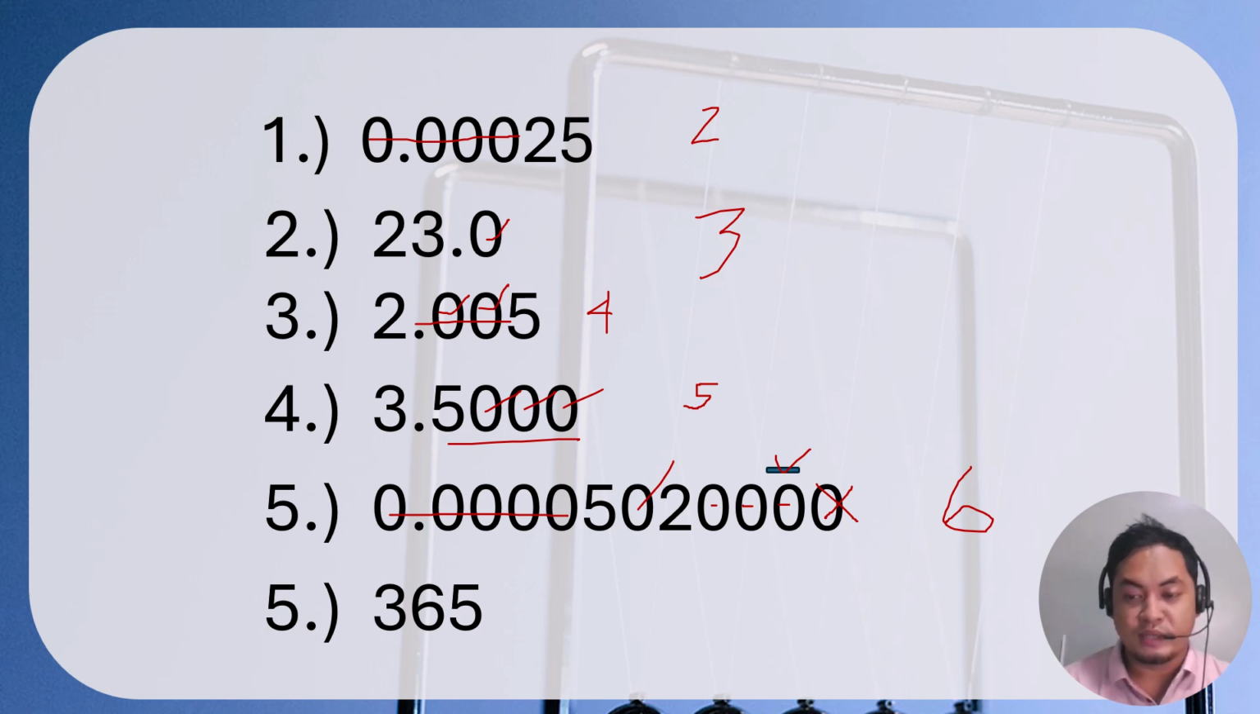This one is very, very basic. Non-zeros are significant, so we have three. Let's check our answers. We have two, three, five, six, and three.